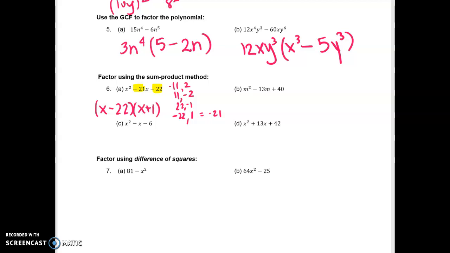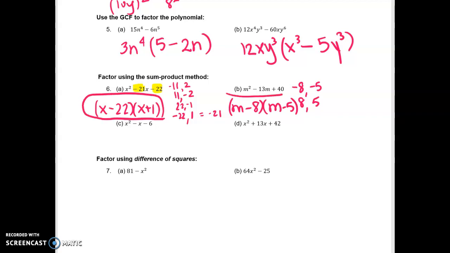Factors of positive 40 could be negative 8, negative 5, positive 8, and positive 5, and a bunch more, but I can see that we've already got it because negative 8 plus a negative 5 is negative 13. So when we want to factor that out, we need to say m minus 8, m minus 5. To check our work, again, we'd multiply it out to see that we got the same polynomial that we started with.